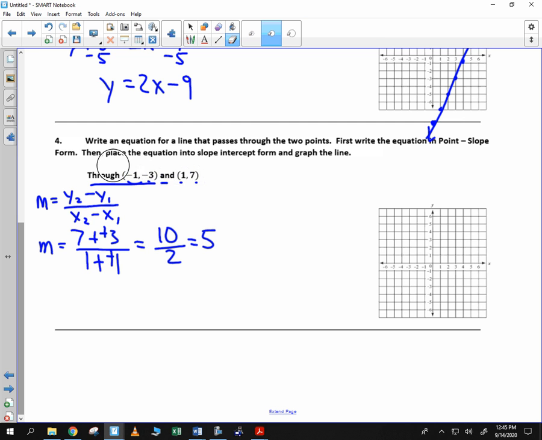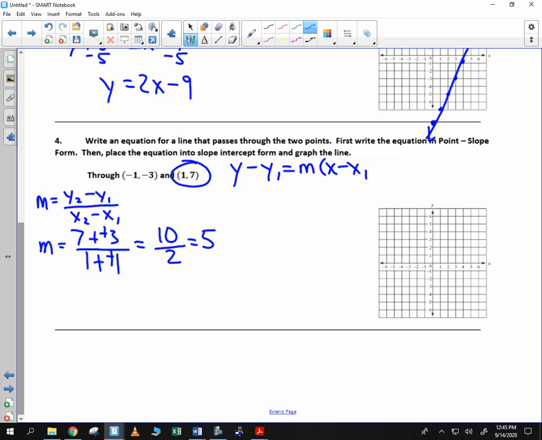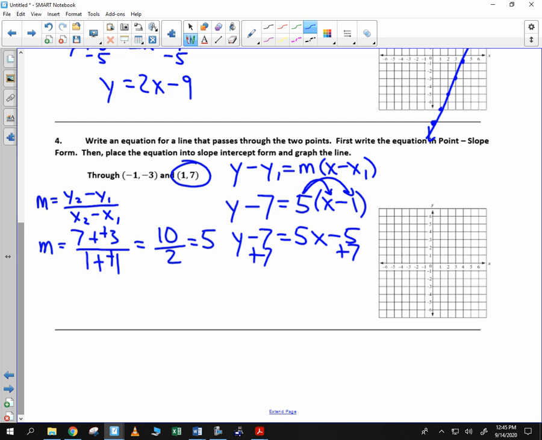As far as a point, you could choose either one you want. I'm going to choose to use 1, 7. So as you go, y minus y1 is equal to m times x minus x1. We have y minus, and the y1 value is 7, equals m, which is 5, times x minus 1. Distribute the 5 through. Y minus 7 equals 5x minus 5. Add the 7 to both sides. Y equals 5x plus 2. There's your line in point slope form, or in slope intercept form. Looks like it has a y-intercept of 2, has a slope of 5. So go up 5 and over 1, and we graph the line.